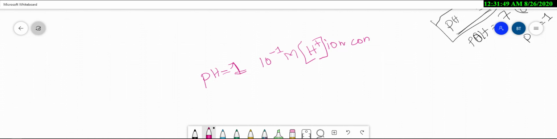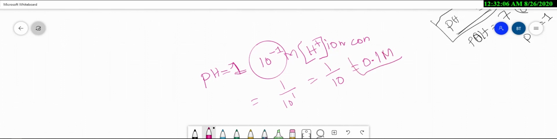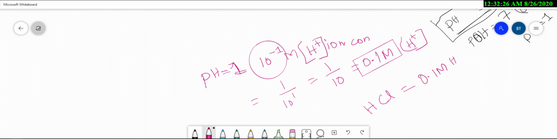So we can simply write it like this. And what is this 10 power minus 1? If it comes into the denominator, it becomes 1 by 10 power 1, which is 1 by 10. What is the value of 1 by 10? It is 0.1. So the value is 0.1 molar. That is the value for pH 1. So in a strong acid, for example HCl, if you measure the pH as 1, then it contains 0.1 molar H plus ions in that hydrochloric acid.